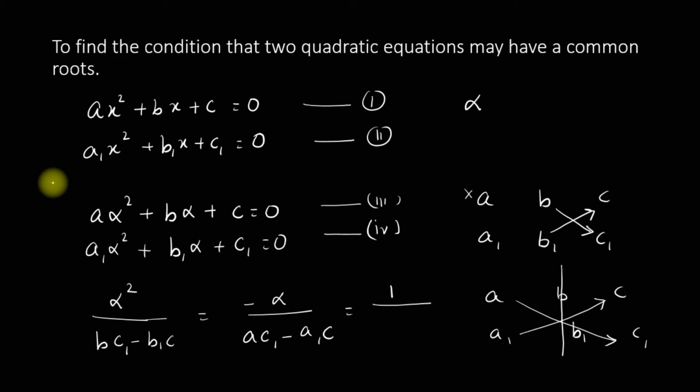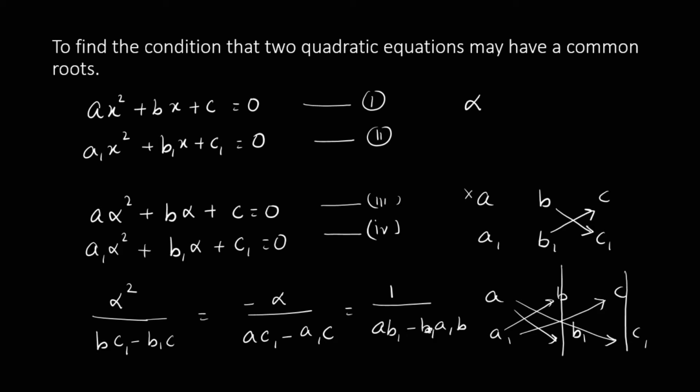since the coefficient of the constant term is 1. Again we cancel out the column containing c, the constant term, and we have ab1 minus a1b. Now we have the ratio of alpha square, alpha and 1.